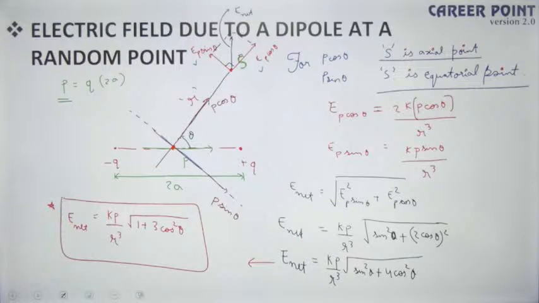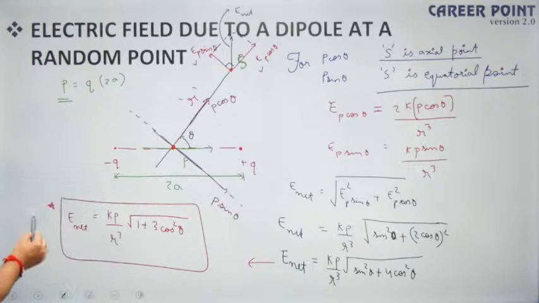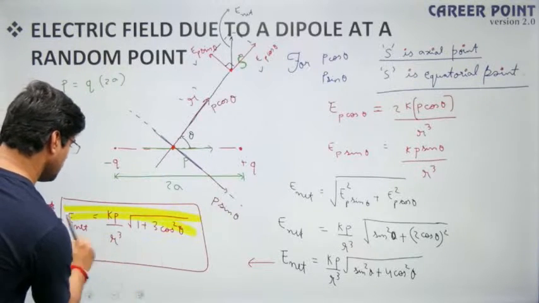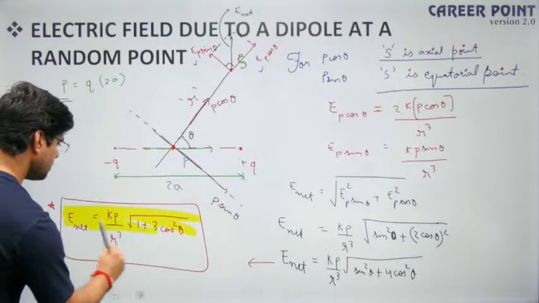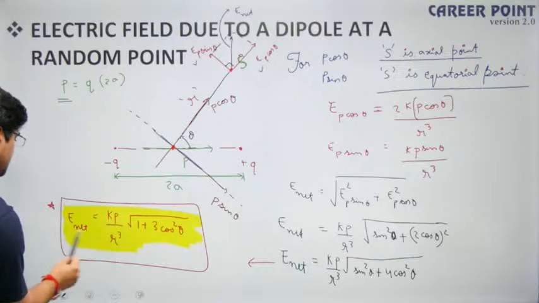Is that clear? All of you understood? Let me highlight this for you. This is the result which we are getting. This is the net electric field due to the dipole at any random point located at angle theta from horizontal.